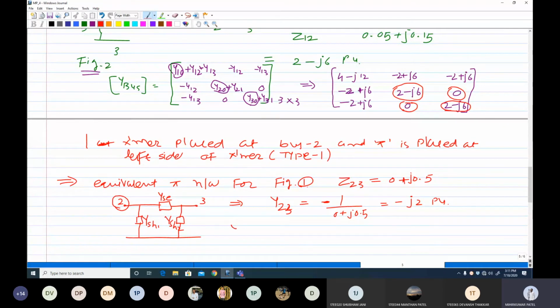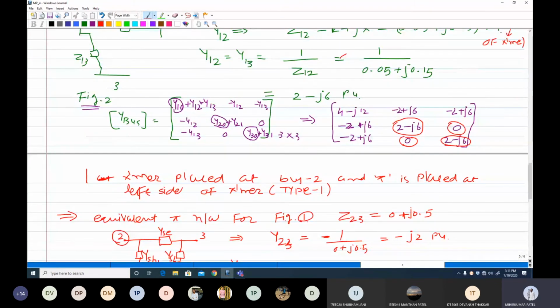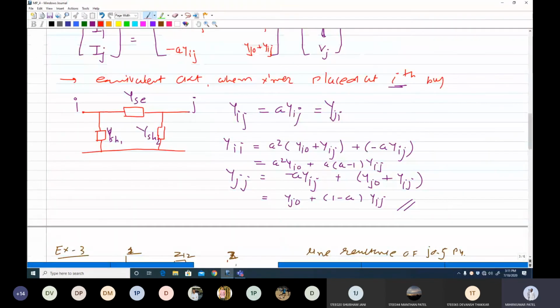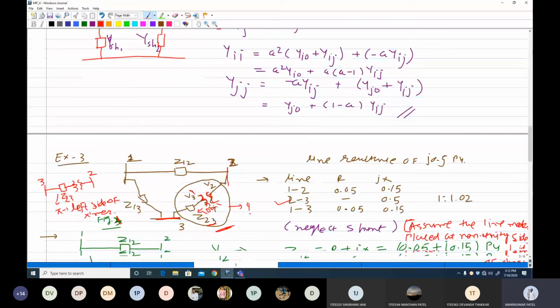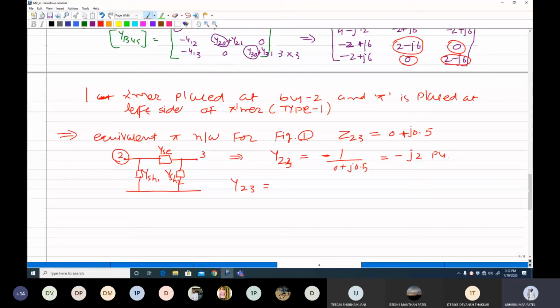according to theory, what is the value of Y23? Just recall over here. What is the value of Y23? Yes, in this equation, 2 and 3. One more thing, just write down one note. For such kind of example where the transformer is present, just write down the note that will make your calculation and understanding very easy.